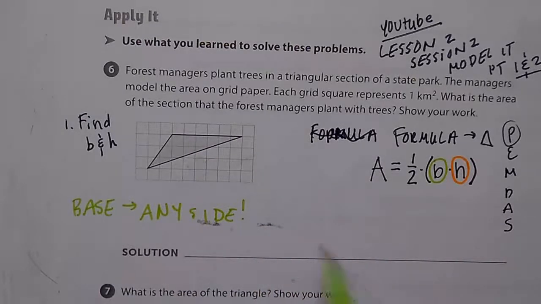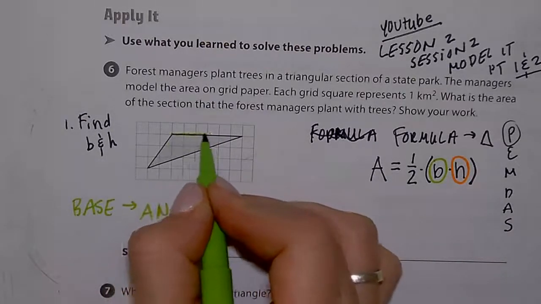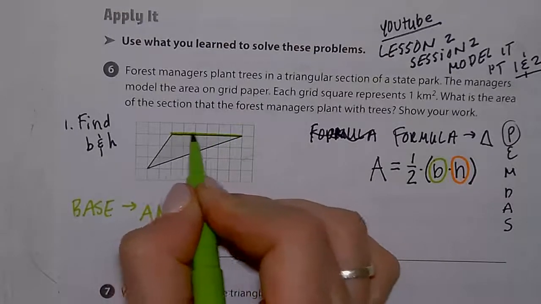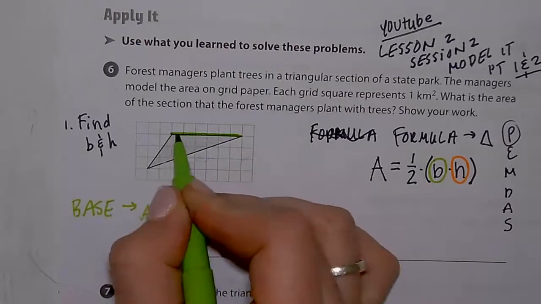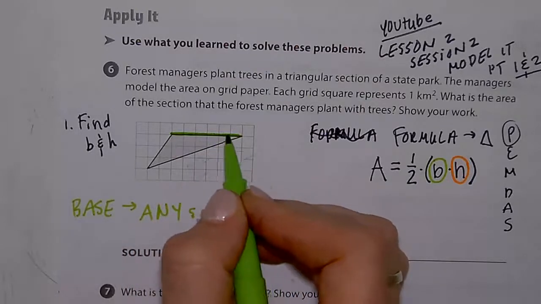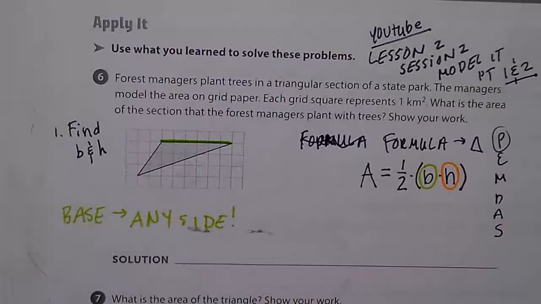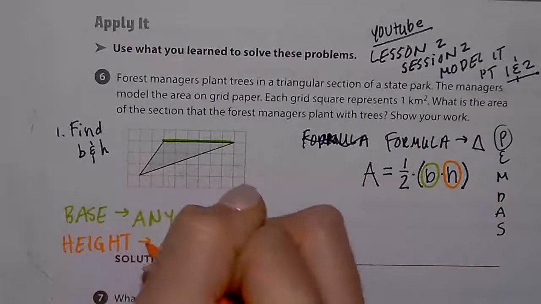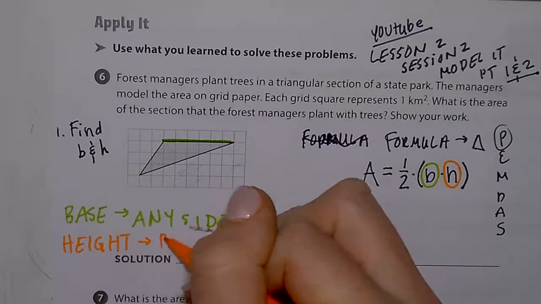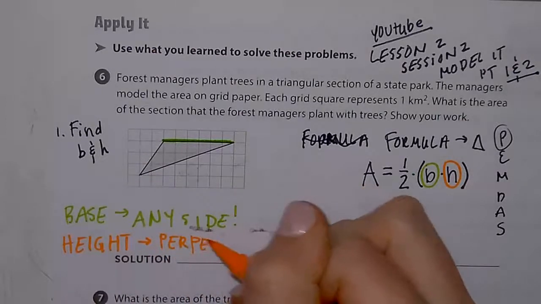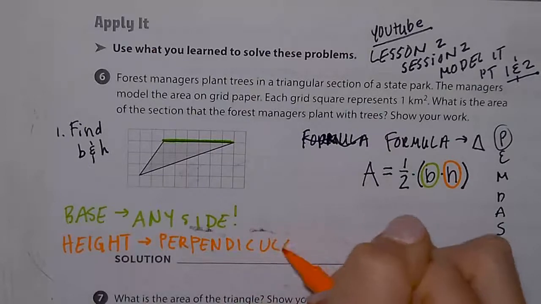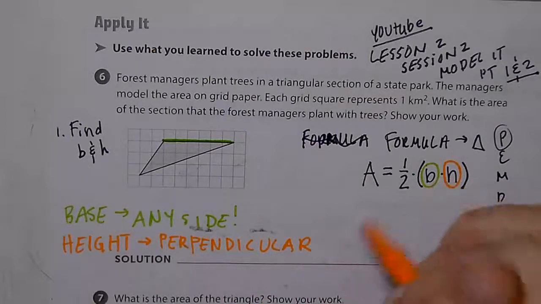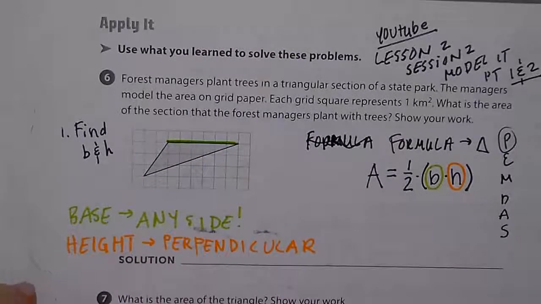I like to pick the base that is perfectly lined up on the grid paper. You can see that this line here is perfectly aligned with the grid paper. That's going to make it easier to count how long my base is. After I find my base, I'm going to look for my height. And remember, your height is the perpendicular intersection from the base to the opposite side.